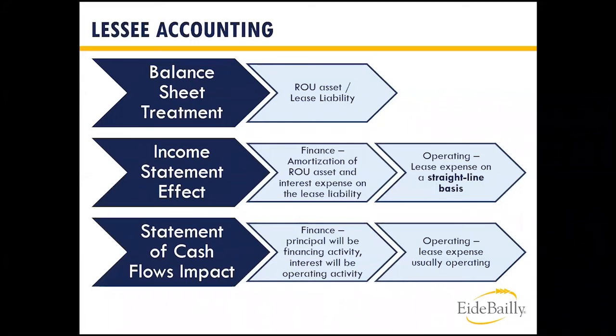And then moving to the cash flow statement, once again, very similar to how it is now. For a finance lease, the principal payments are a financing activity, and the interest is an operating activity. For an operating lease, all those lease payments, very similar to any rent payments under 840, are generally operating activities in the cash flow statement.